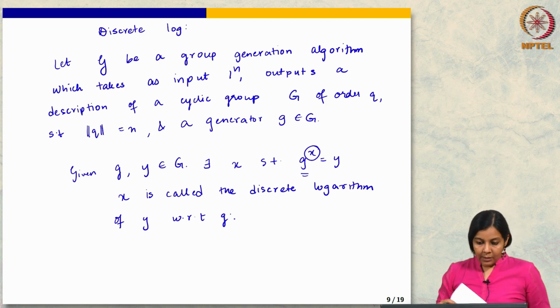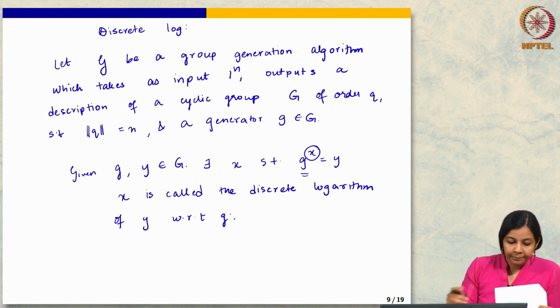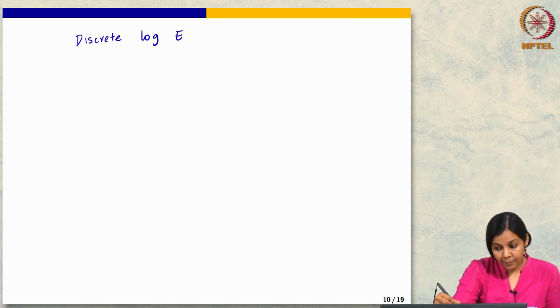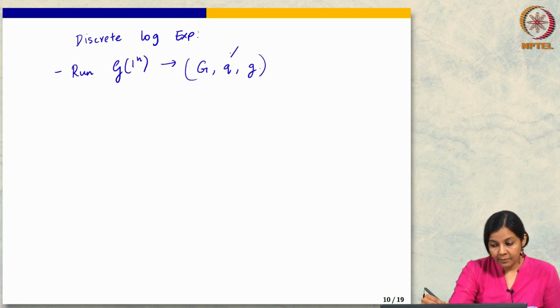Now, the discrete log experiment you can define similarly as before. This is once again you run this generation algorithm to get the group, the order and the generator. This is the order, this is the generator.